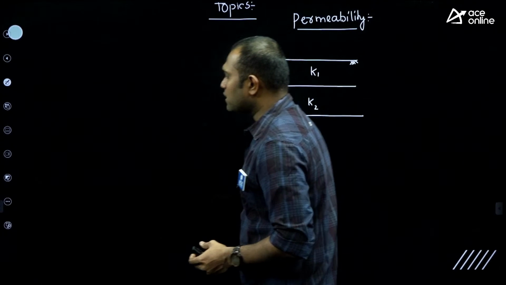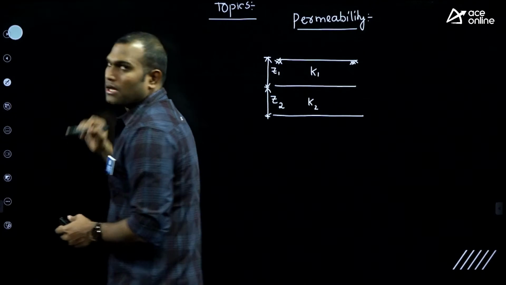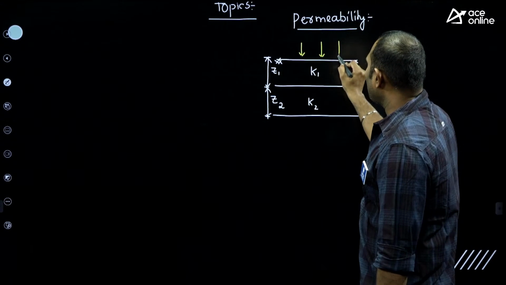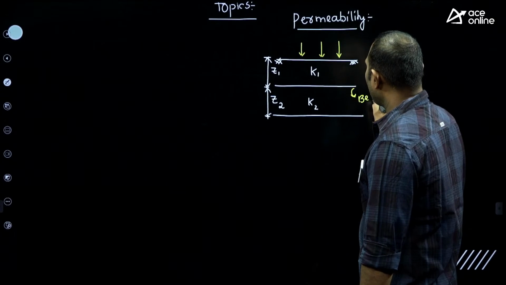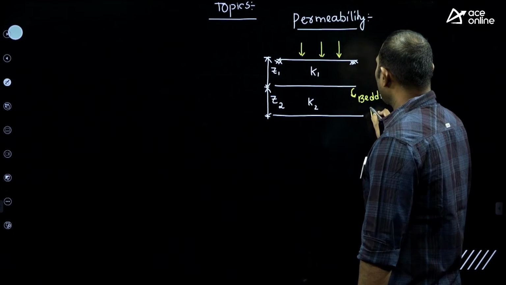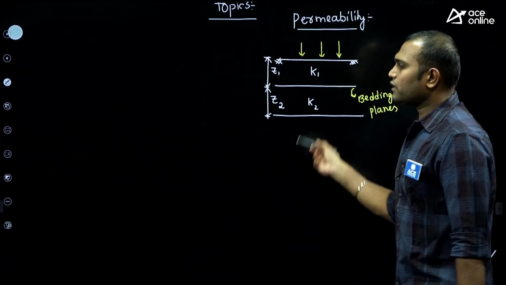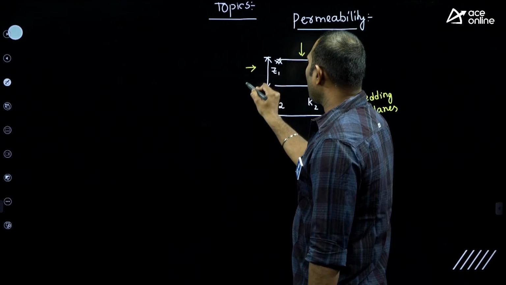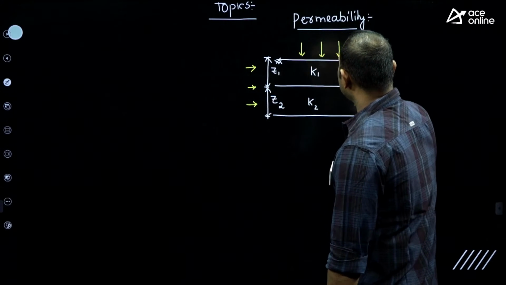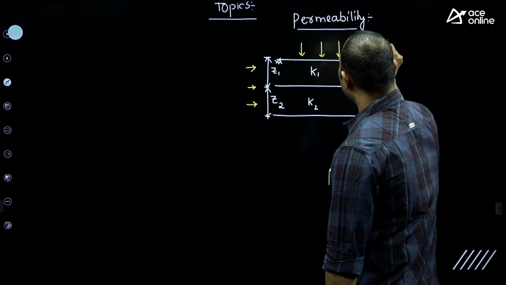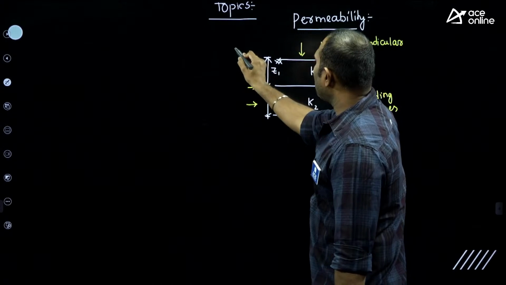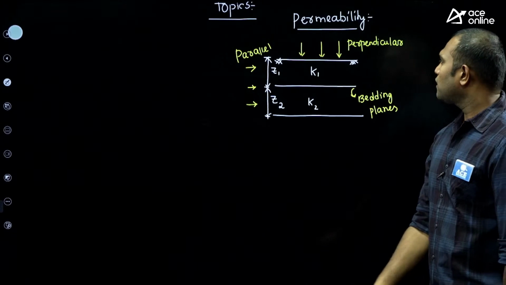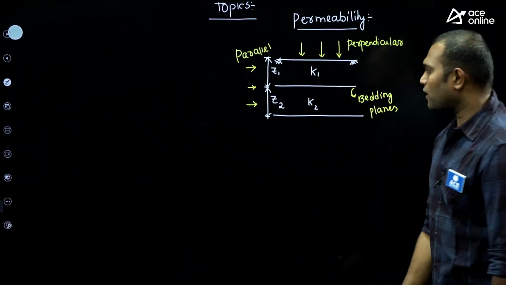The majority of the previous GATE questions from the permeability topic are to find out what happens when flow is parallel to the bedding plane, and when flow is perpendicular to the bedding plane. This is perpendicular to the bedding plane, and this is parallel to the bedding plane. So the majority of the questions in the permeability chapter are on flow parallel and perpendicular to the bedding plane.